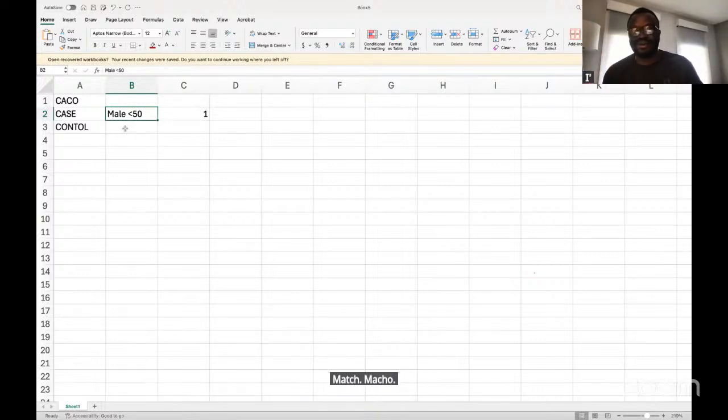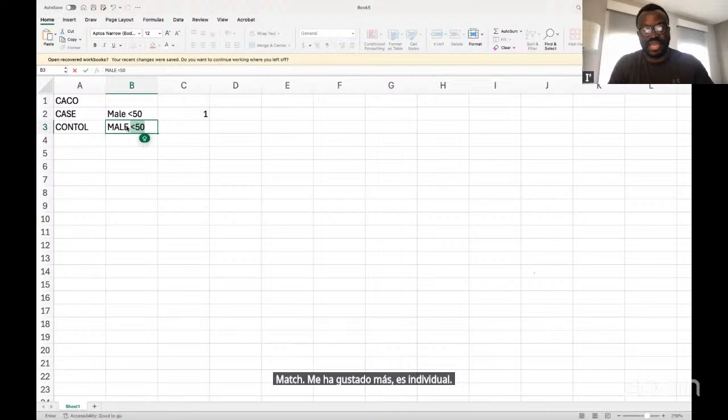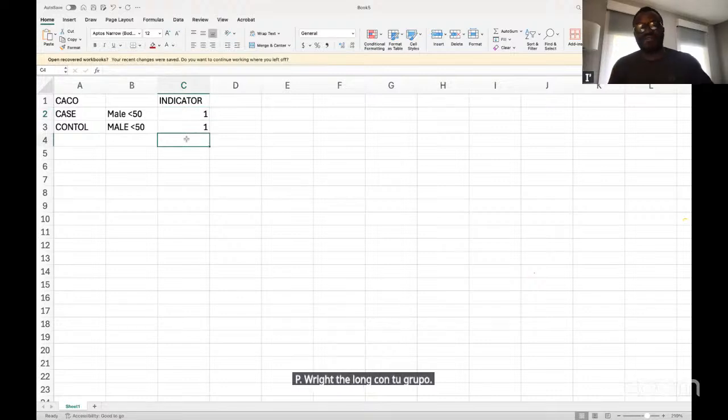The third guy comes, they are male who are less than 50. Yes, this is a match. Now we can match this individual to this individual, right? They belong to the same. So in your data set, you must have an indicator that indicates that, okay, this individual and this individual are a matched pair, right? They belong to group number 1. And that is how we're going to continue with the next.